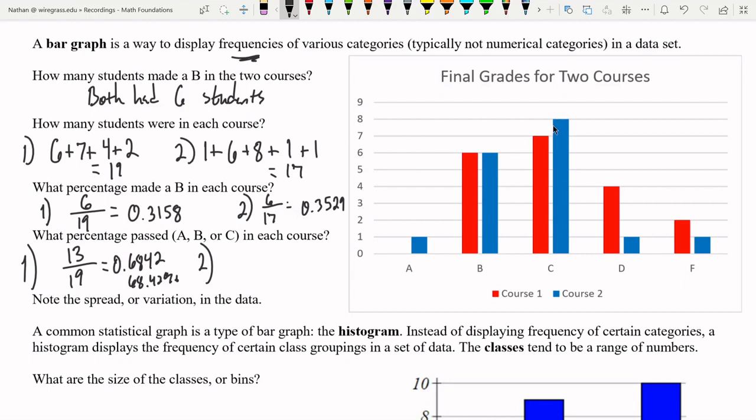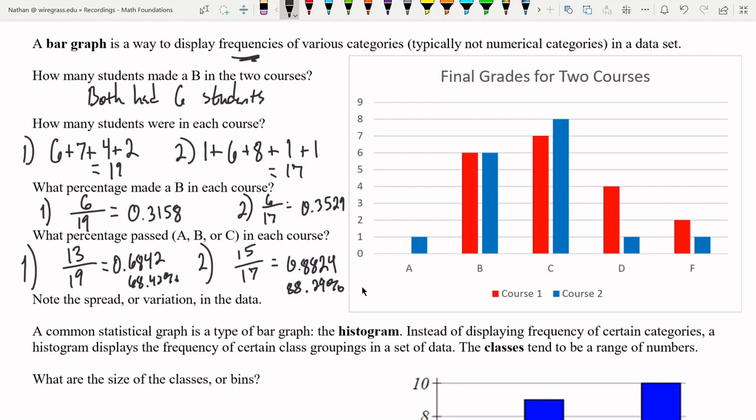For course 2, we have 1 from A, 6 from B, and 8 from C. 1, 6, and 8. It's going to be 14, 1, 15. 15 out of 17 passed. You could also say 1, 2. So 1 from here, 1 from here. 2 didn't pass. 17 minus 2 is 15. Just another way of doing it. So 15 out of 17. That's going to be a 0.8824, or an 88.24% passing rate for that class.